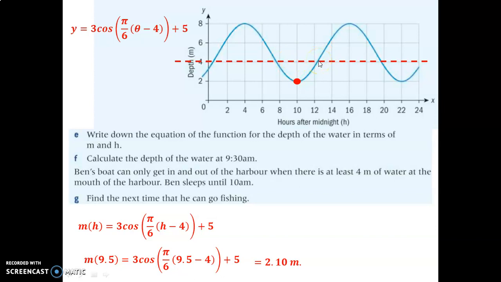So graph it. Use your graphing calculator. Graph this function. And using y2, graph the line y equals 4. Graph them together and find this point of intersection. That point is that value there.